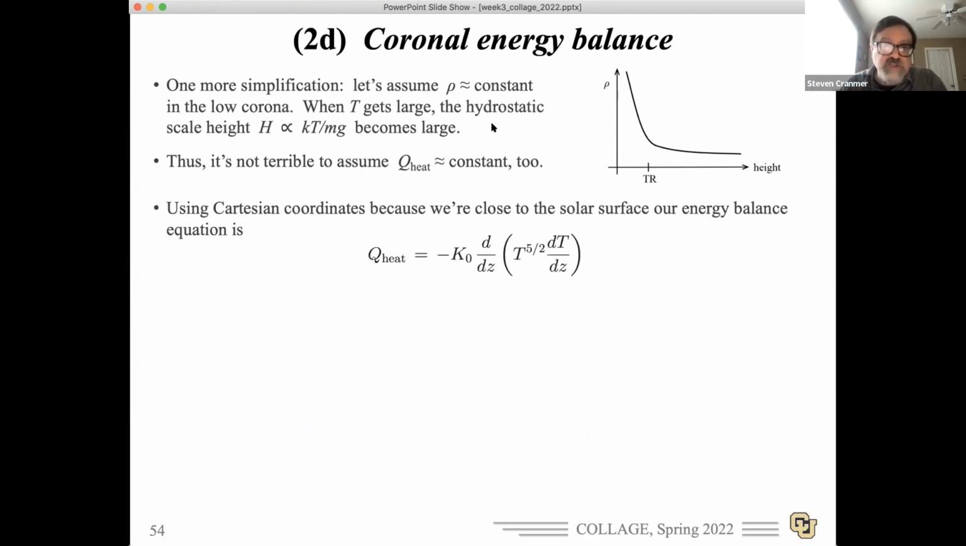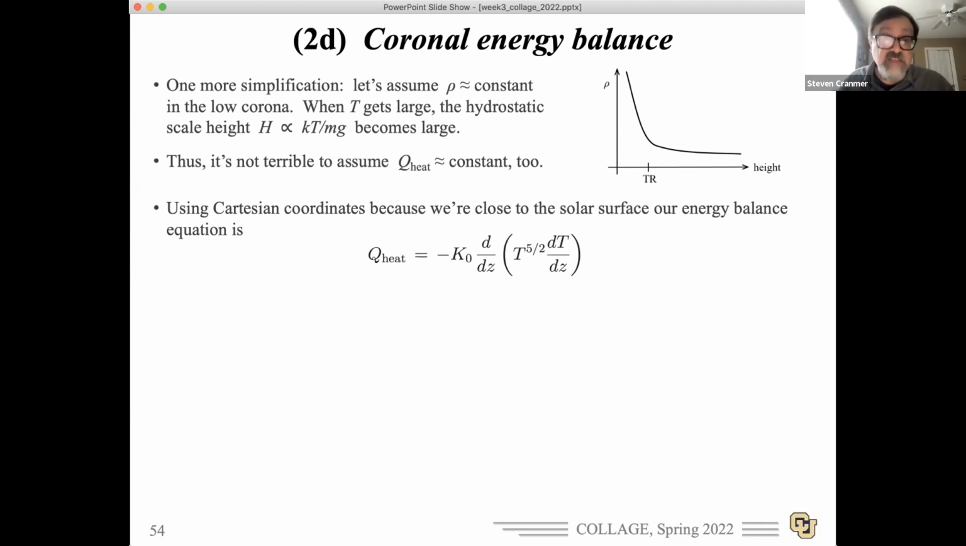One way of sort of justifying this is that when you go up in height and the temperature gets very large, the density is still dropping, but it's not dropping as fast anymore, because the hydrostatic scale height that determines how rapidly the density drops is proportional to the temperature. So when that's large, it sort of flattens out. So, okay, even if the heating rate is still depending on density, it's not changing that rapidly as a function of position. So, all right, maybe it's constant.